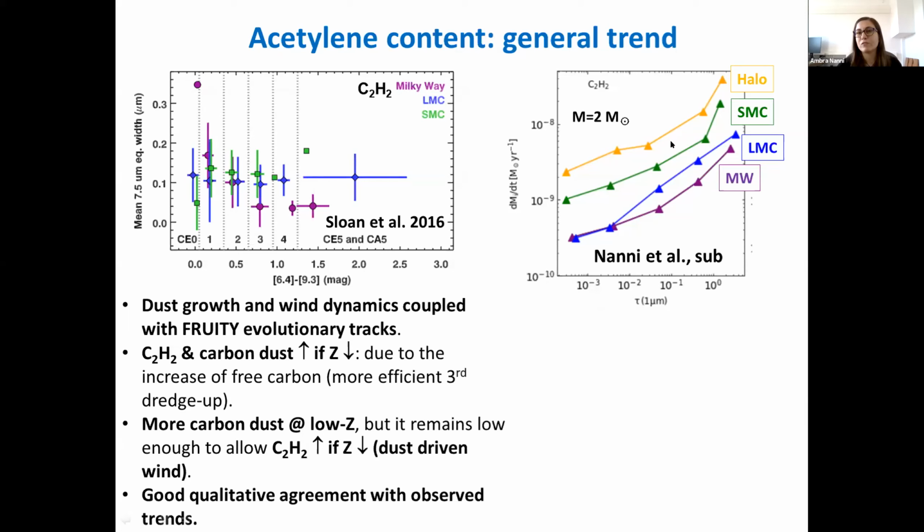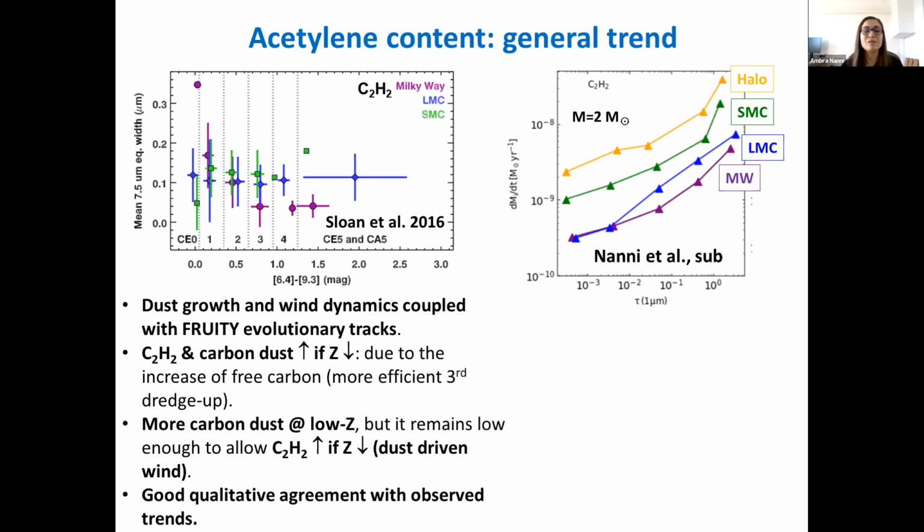We did this for different metallicities, from the Milky Way down to the SMC metallicity, and we also added the case for the galactic halo, so low metallicity, that can also be representative of dwarf galaxies, for example. We find that the trends of our model are in qualitative agreement with the observations. Given that at lower metallicity we have more efficient third dredge-up, we bring to the stellar surface more carbon, and as a consequence we have both more acetylene and more carbon dust.